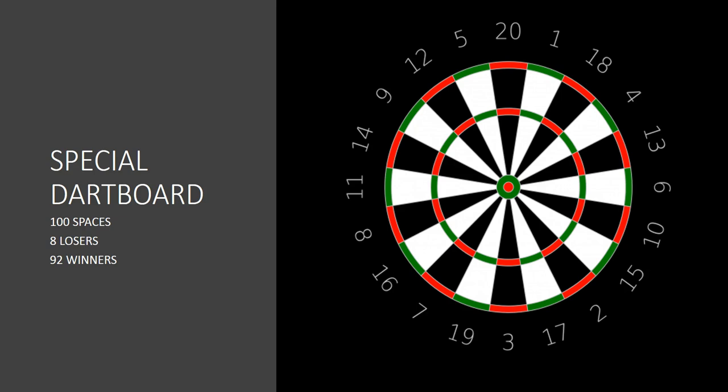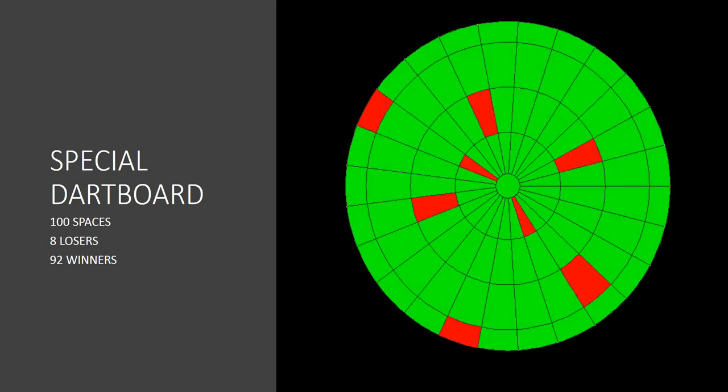If we take a look at a typical dartboard, there's actually 82 possible sections that you could throw a dart into. We're going to adjust this dartboard slightly to actually have 100 sections. And out of those 100 possible sections, currently you'll see 8 of them marked in red. Those are, if we were to have the top 100 cryptocurrencies that are listed, 8 of them are losers and 92 are winners right now. And we'll go to that website in just a second.